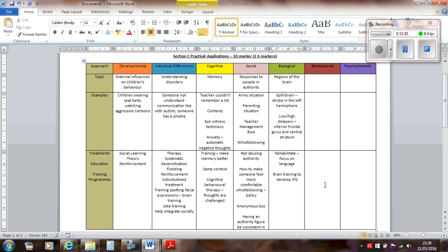Usually within biological you do drug treatments, but none of the studies have looked at drugs and things like that, so that's not really going to be anything. It might be rehabilitation of people with split brain, like what you're going to do, things like make sure they use both eyes and cross over the visual field.